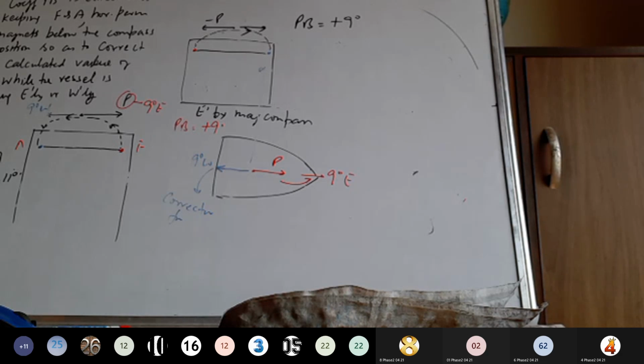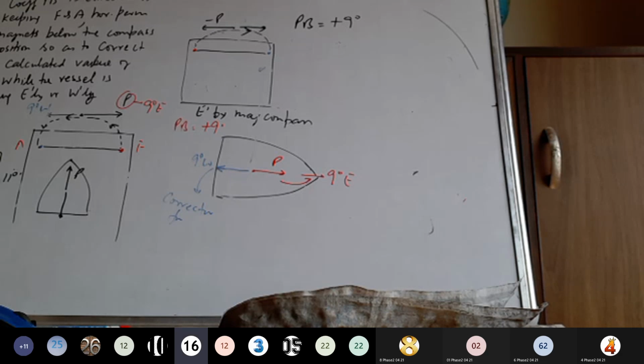So let us say when the vessel goes on an easterly heading, the force P is acting in this direction, so it is not providing any deviation. This corrective force is also acting in this direction. This is also not providing any deviation.